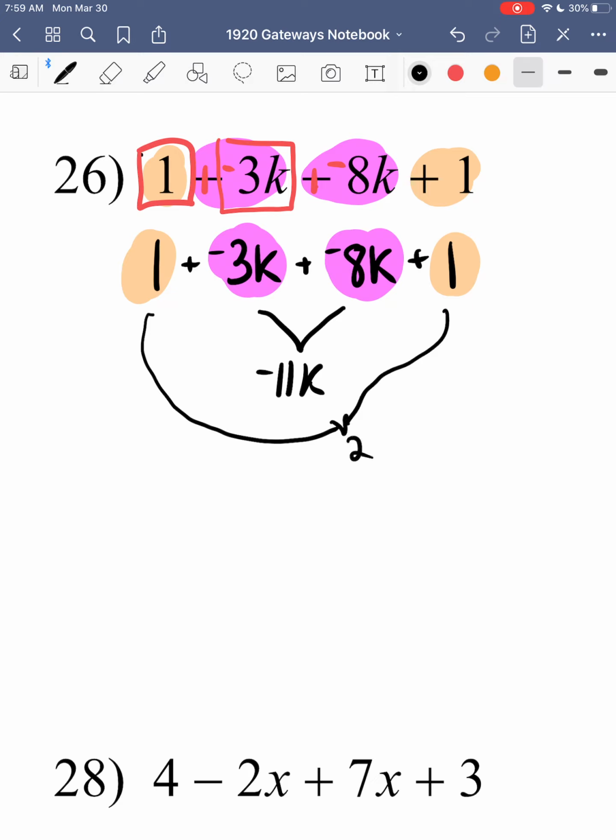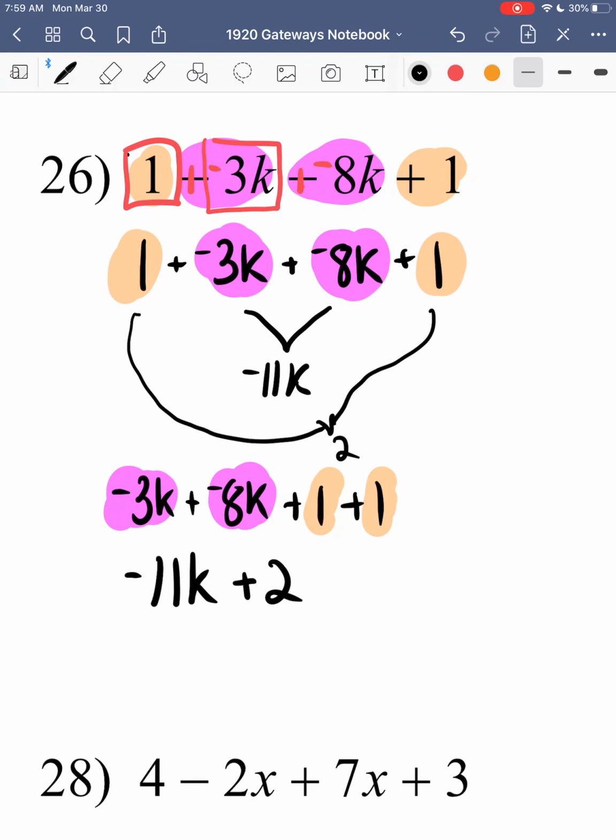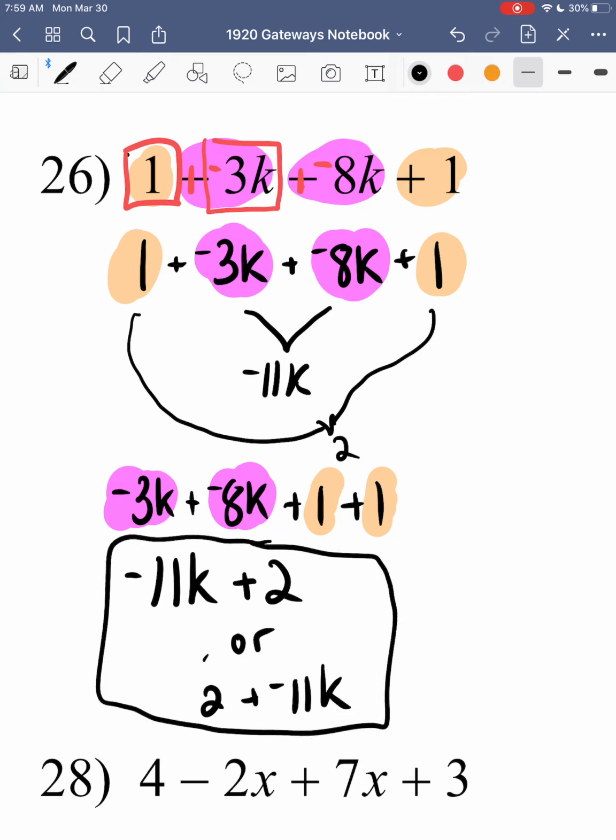I don't know if I want to write it this way too. So a better way to write it, if you wanted to even rearrange it, although you do not have to do this, I'm just showing you for the sake of completeness. Good. We would have negative 11k plus 2. Is it okay to write 2 plus negative 11k? Absolutely. Either one of these are completely, perfectly correct. You'll often see in typewriters you write the letter term, the algebraic term to the left. Honestly, it's not something you need to worry about.